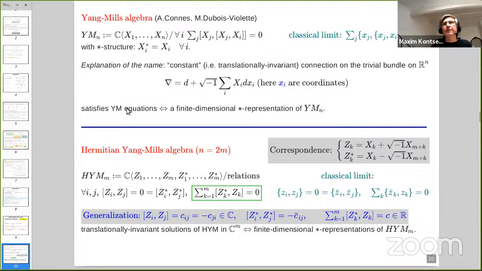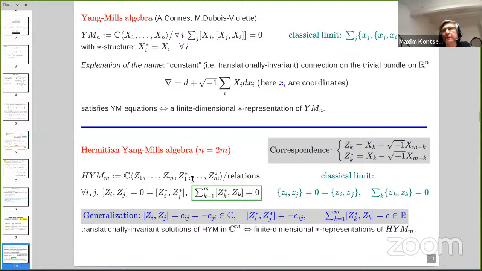Now we want to play the same game and say that the Yang-Mills equation follows from some Hermitian Yang-Mills equation, which is first order. The algebra is a pretty simple one, but it wasn't considered by Kohn and Viollet at all. I call it the Hermitian Yang-Mills algebra. It exists when n is an even integer, 2 times m. So R^n will be complexified; it will be a complex vector space.